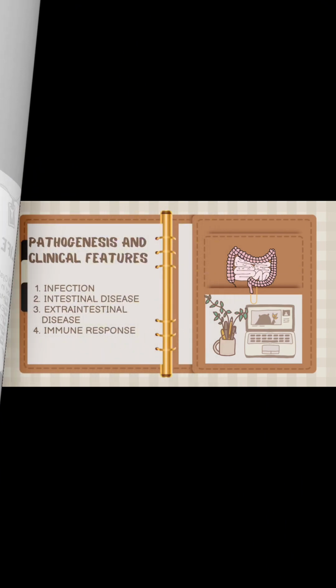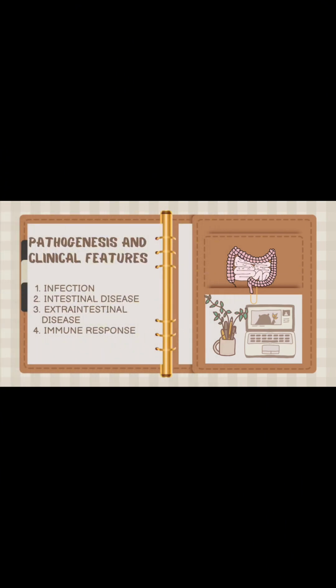Next, we're going to talk about the pathogenesis and clinical features of Entamoeba histolytica infection, also known as amoebiasis, which can vary depending on the stage of infection and the host immune response. The first is infection. Entamoeba histolytica primarily infects the large intestine by ingestion of contaminated food or water containing cysts of the parasite.